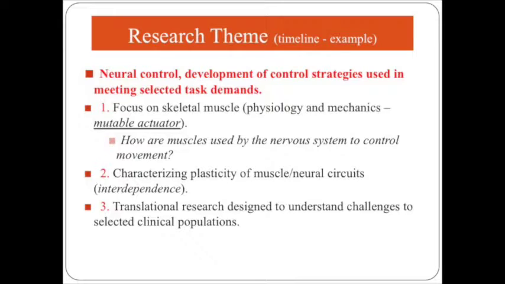Of course, the translational research designed to understand challenges in selected clinical populations. I don't have an expertise in Parkinson's disease, but I know a lot about it through collaborations I've had with scientists at Georgia Tech and at Emory University. I don't know a lot about stroke, but I've worked with people that have used devices that I've used to quantify the effects of different interventions on stroke.